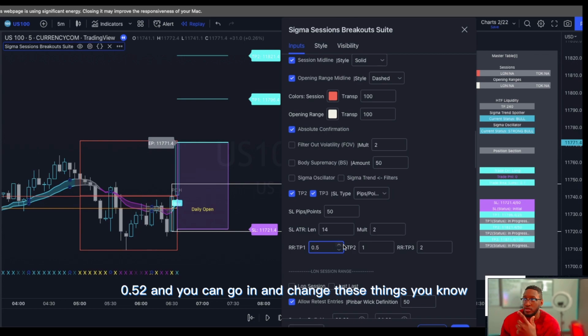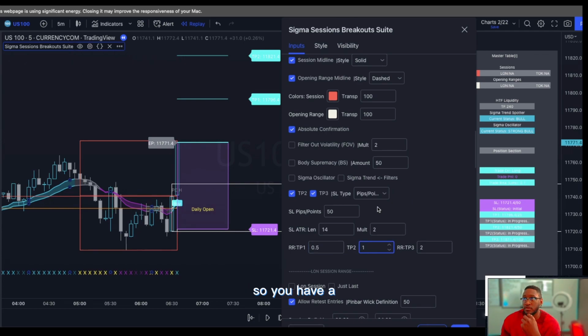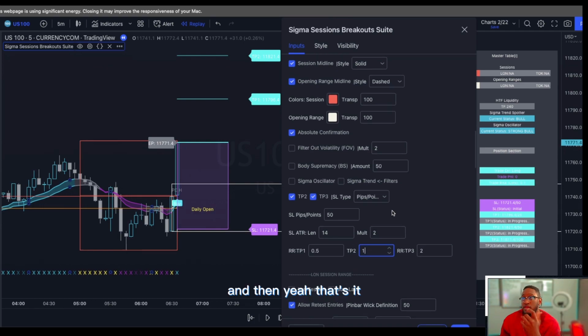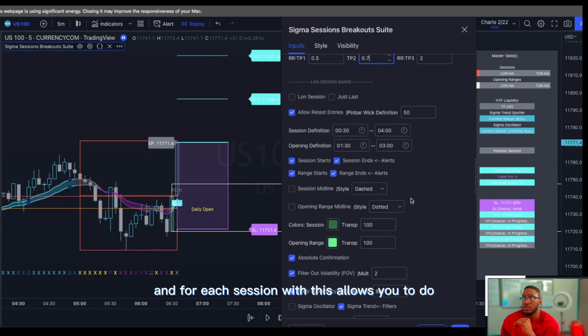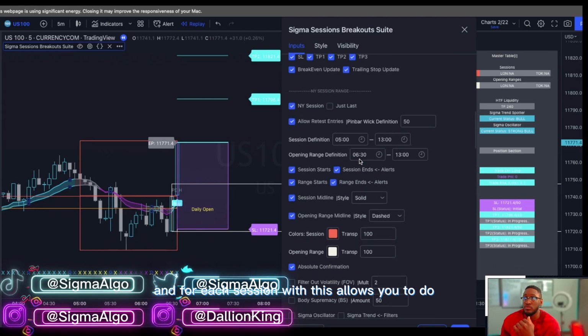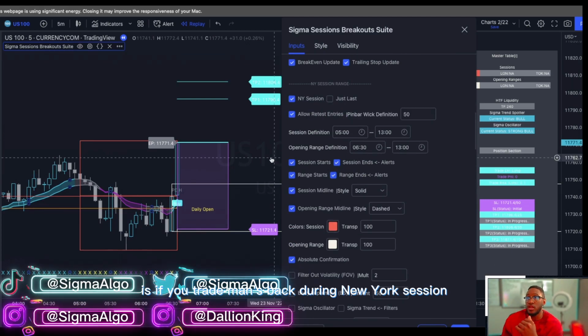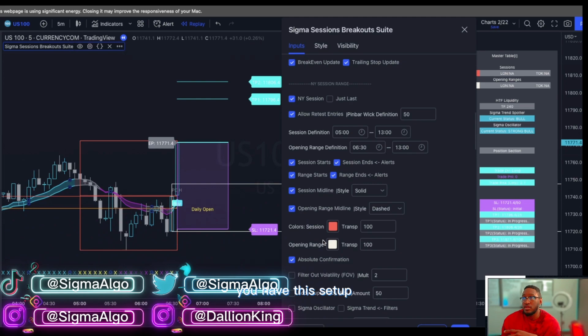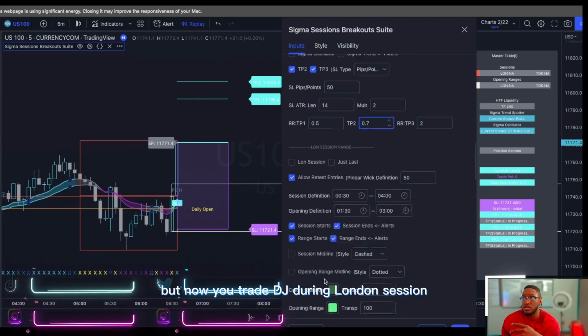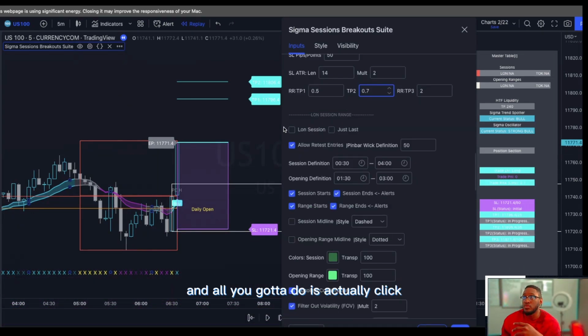0.5, 2, and you can go in and change these things, so you can back test. And then, yeah, that's it. Everything repeats for each session. What this allows you to do is, if you trade NASDAQ during New York session, you have this setup, but now you trade GJ during London session, you have this setup, and all you gotta do is actually click.